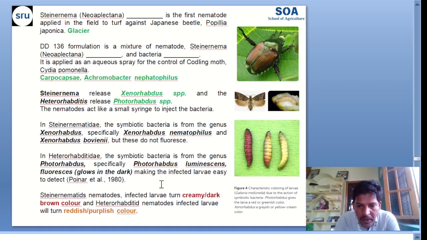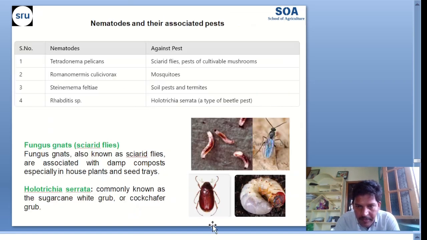Steinernematid nematode infected larvae turn creamy or dark brown in color, whereas heterorhabditid nematode infected larvae turn reddish or purplish in color. See here the nematodes and their association with the pest.